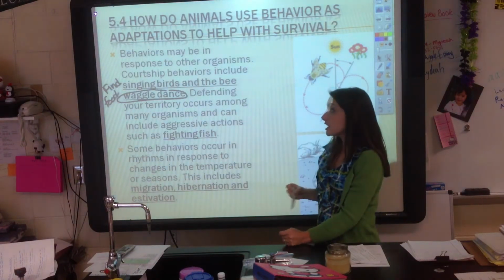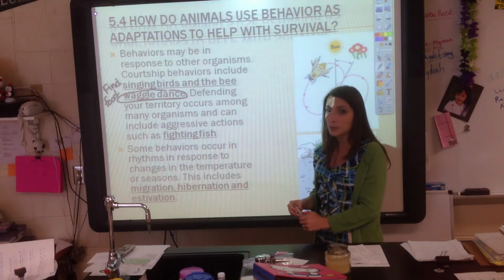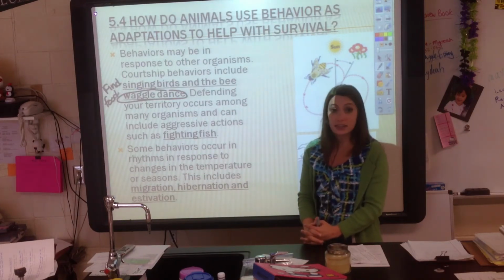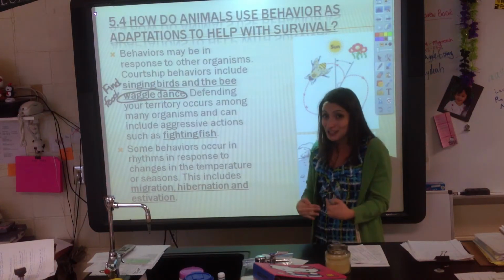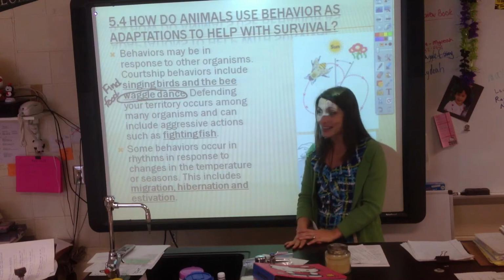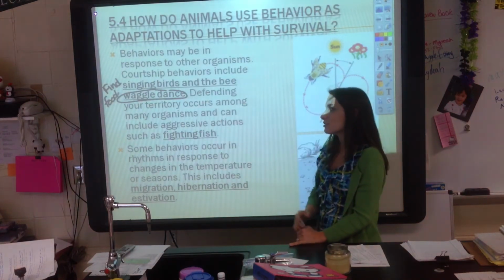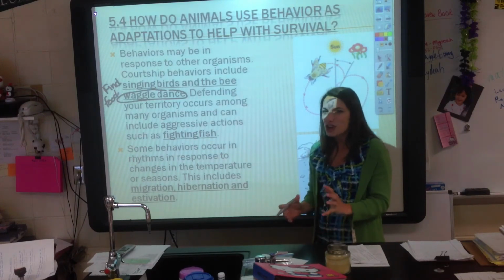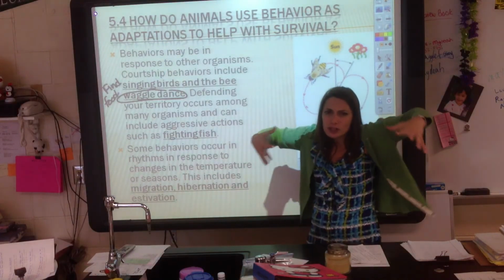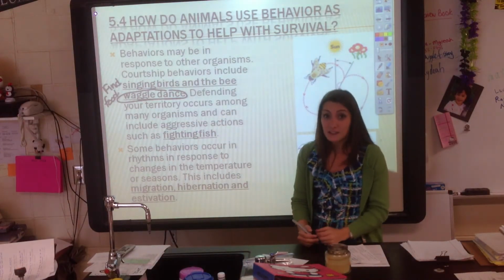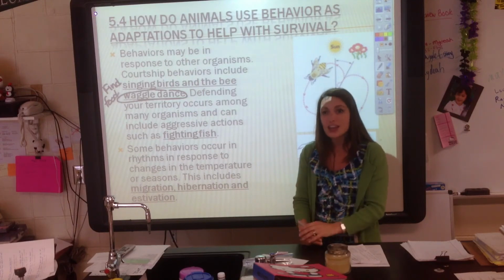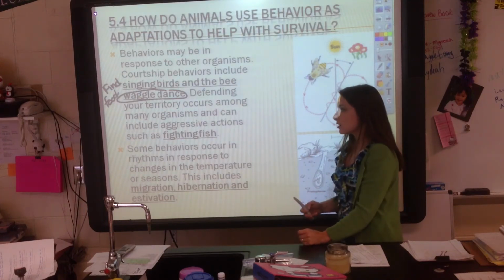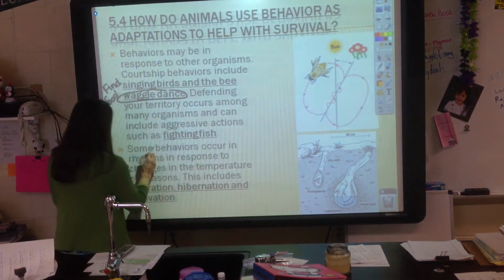Now, defending your territory is another really good example. If you have a dog, does your dog bark at someone walking by? I didn't teach my dog how to bark. In fact, I try to teach him, okay, thank you, that's enough barking. And so defending your territory occurs among many organisms and can include aggressive actions. If you bare your teeth and you growl and you make yourself appear really big, then you might not even have to get into a fight. You might scare them off. And so that's an advantage. That helps you survive.